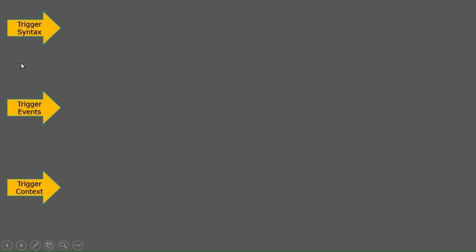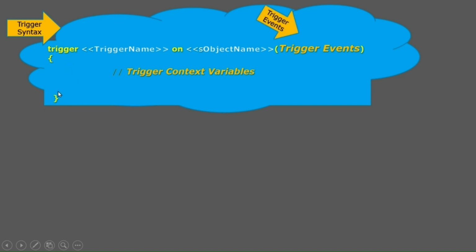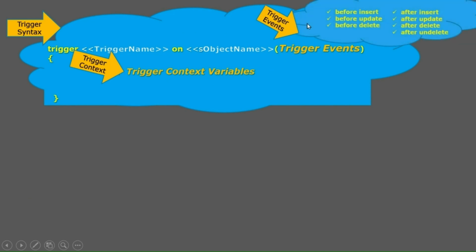First, we will see the syntax of the trigger. The syntax of trigger is very simple, that is trigger followed by a trigger name, on, followed by the object name on which you are going to define this trigger, and then within brackets we have to mention the trigger events. The list of trigger events are going to be before insert, after insert, before update, after update, before delete, after delete, after undelete.